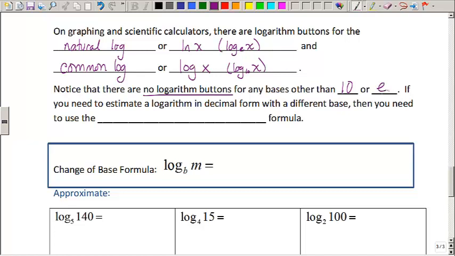So if you need to estimate a logarithm in decimal form with a different base, then you need to use the change of base formula. And the change of base formula will change your base into any other base that you choose. But for the purposes of estimating or using our calculator to get a decimal approximation, we would only want to use one of two bases, either base 10 or base E, because those are the only two bases that our calculators have programmed into them.